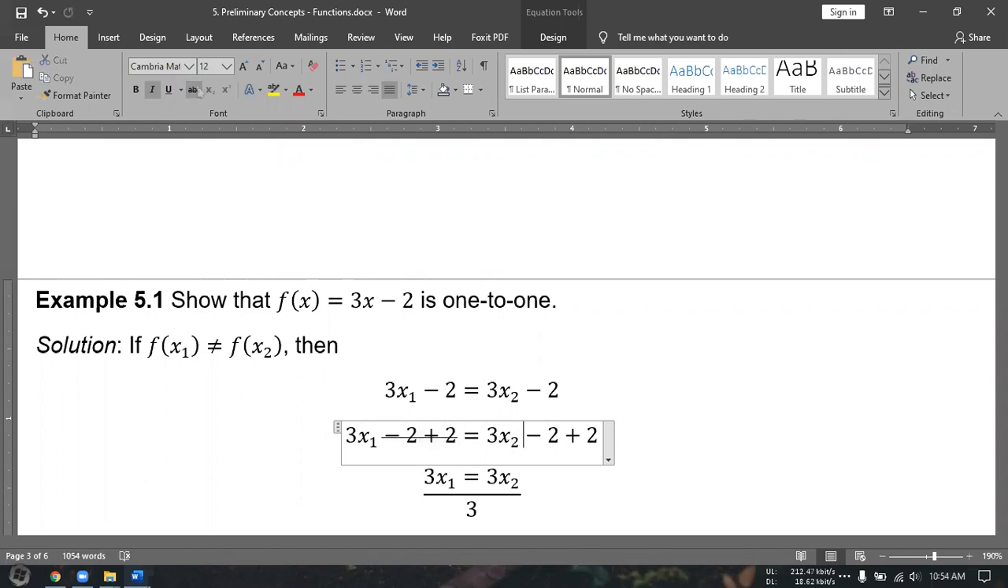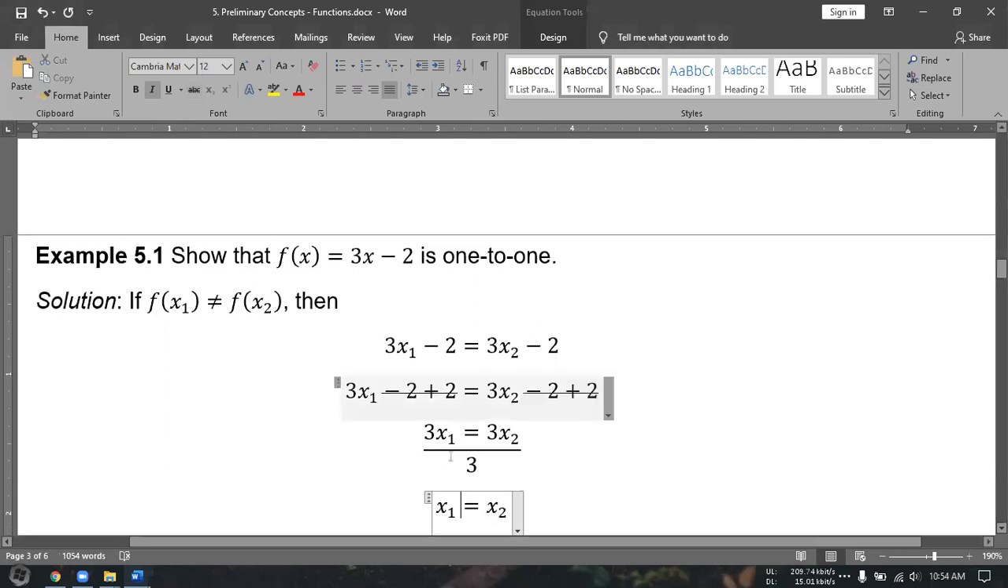Question. Ito kayo yung box natin. Saan po galing si plus 2? We're just trying to cancel out the negative 2. Kasi we're trying to see whether x sub 1 and x sub 2 are equivalent. Okay. So, iwan natin si x sub 1 and si x sub 2.